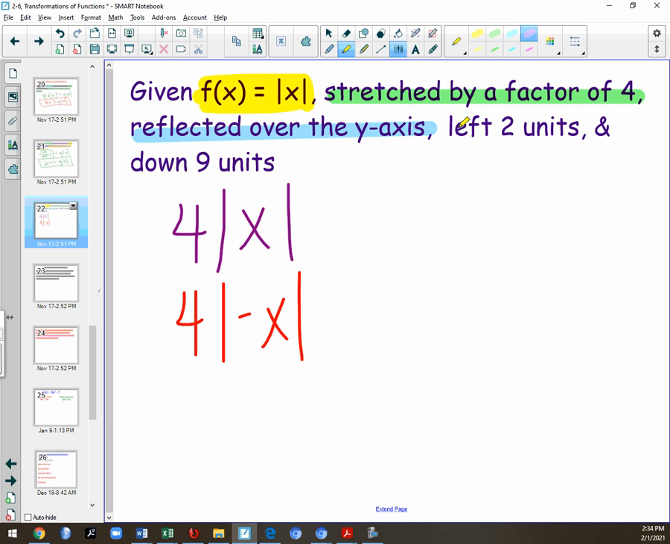Then the next thing says I'm going to go left 2 units. Now, this is tricky because if you're going to go left 2 units, you are on the inside of this function. So if you're on the inside of this function, that means you have 4 absolute value, the negative sticks out here, and then I have parentheses inside there. Minus would mean to the left, but we're actually going to go to the right.